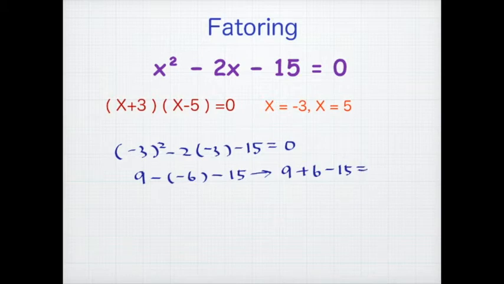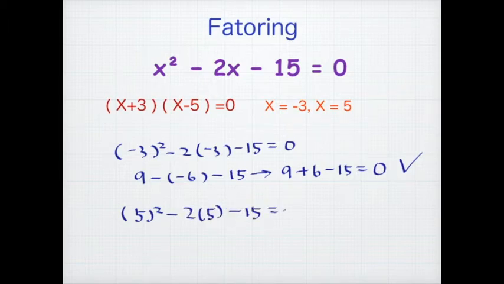So x equal to negative 3 is correct. And now we are going to check if x equals 5. 5 squared minus 2 times 5 minus 15 equal to 0. 5 squared equals 25, minus 2 times 5 equals 10, and minus 15. The answer is 0. So 5 is a correct value for x.